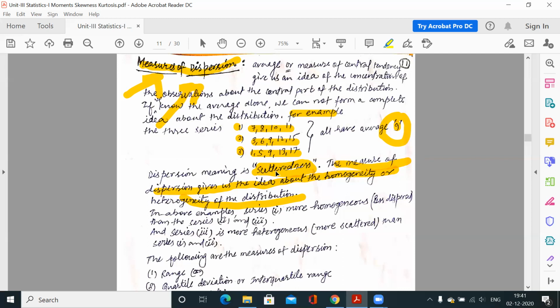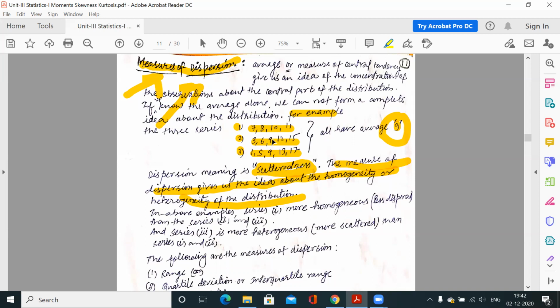So the measure of dispersion tells us the scatter, or the dispersion, of the data points around the central value of the data. That central value may be mean or mode or median or geometric mean or harmonic mean, any measure of the central tendency. So always say that the measure of dispersion is about either mean or mode or median. So the measure of dispersion gives us the scatteredness, or we can say the dispersion, of the data points around the central value.